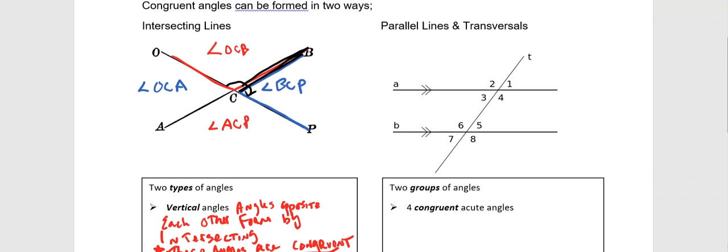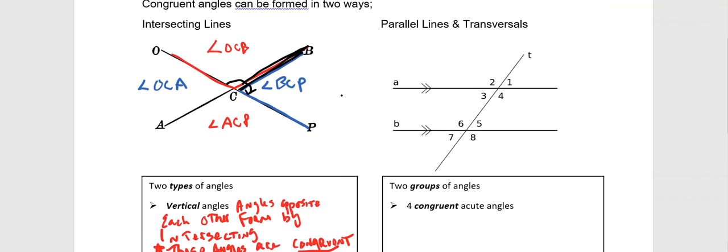So let's move on to the other situation. I have a pair of parallel lines. Now we should know that these lines are parallel because they're marked with those double tick marks. Those little tick marks tell us without a doubt that line A and line B are parallel to each other, so they will never intersect.